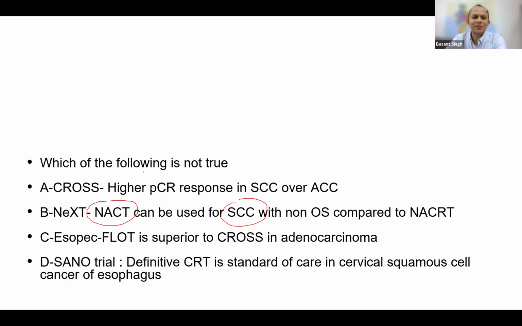So the next trial is about the same thing in squamous cell cancer. They're using chemotherapy. Next trial, SOPEC, is FLOT and cross. So they've compared FLOT and cross. Here they said that FLOT is better than cross in adenocarcinoma. That is SOPEC. Sano trial, they have used both. They have basically taken patients for both squamous cell as well as adenocarcinoma.